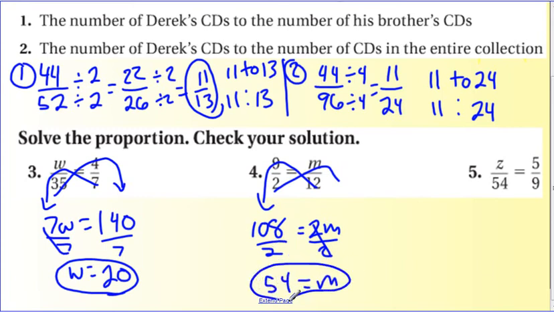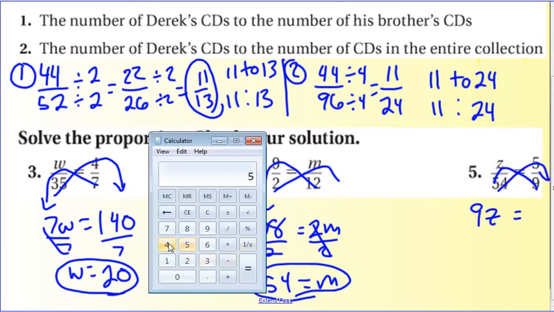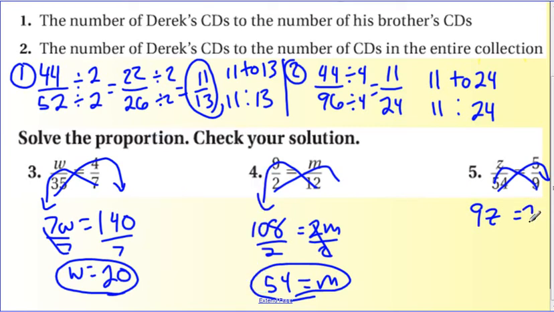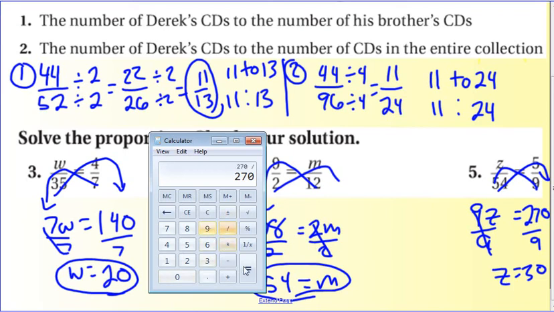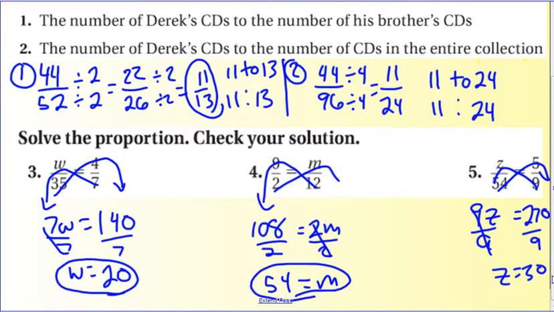Brain's faster than calculator. 9 times z is 9z, not faster this time. 54 times 5, I can't do that. I could, I just don't want to. 54 times 5 is 270. I can do this one though. Divide by 9, cancels out. Z equals 30. Still double checked it though. Just want to make sure I'm correct.